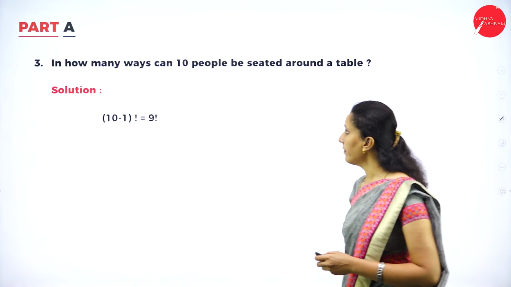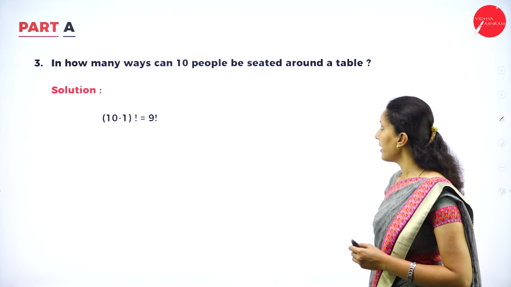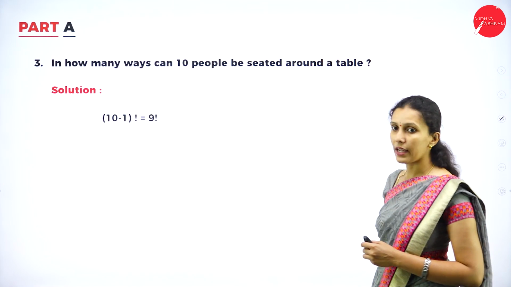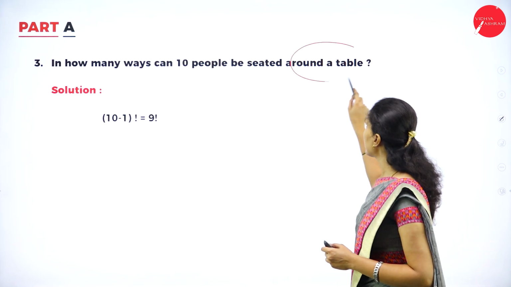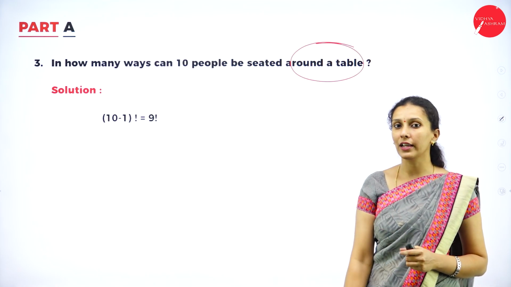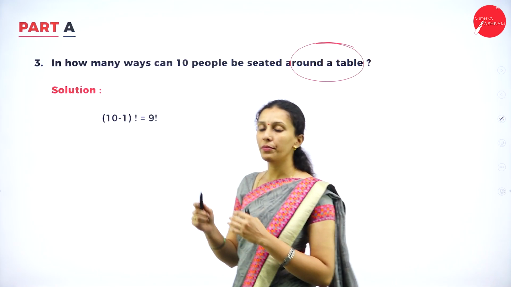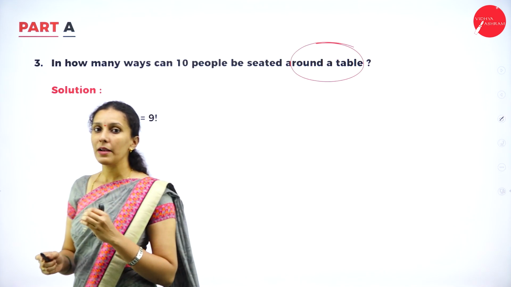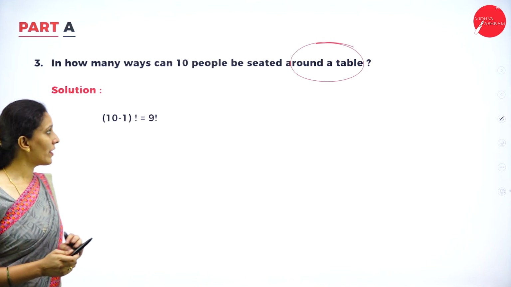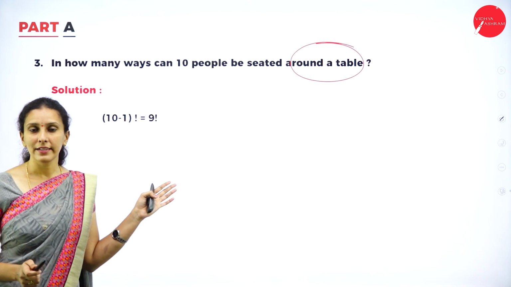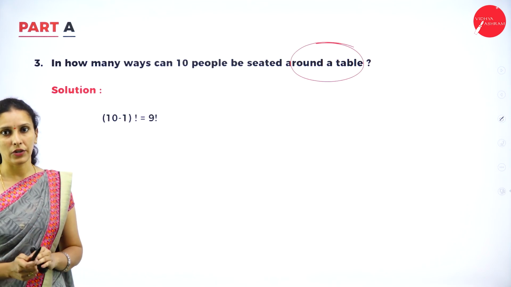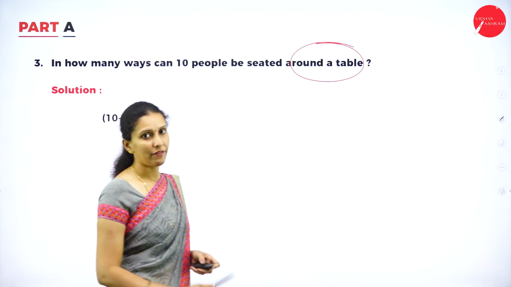Next problem we have, in how many ways can 10 people be seated around a table? Around a table means it's a circular permutation. We know for a circular permutation, the number of arrangements can be represented in the form of n minus 1 factorial. Hence, we have here 10 people. So the answer is 10 minus 1 factorial, that is equal to 9 factorial.